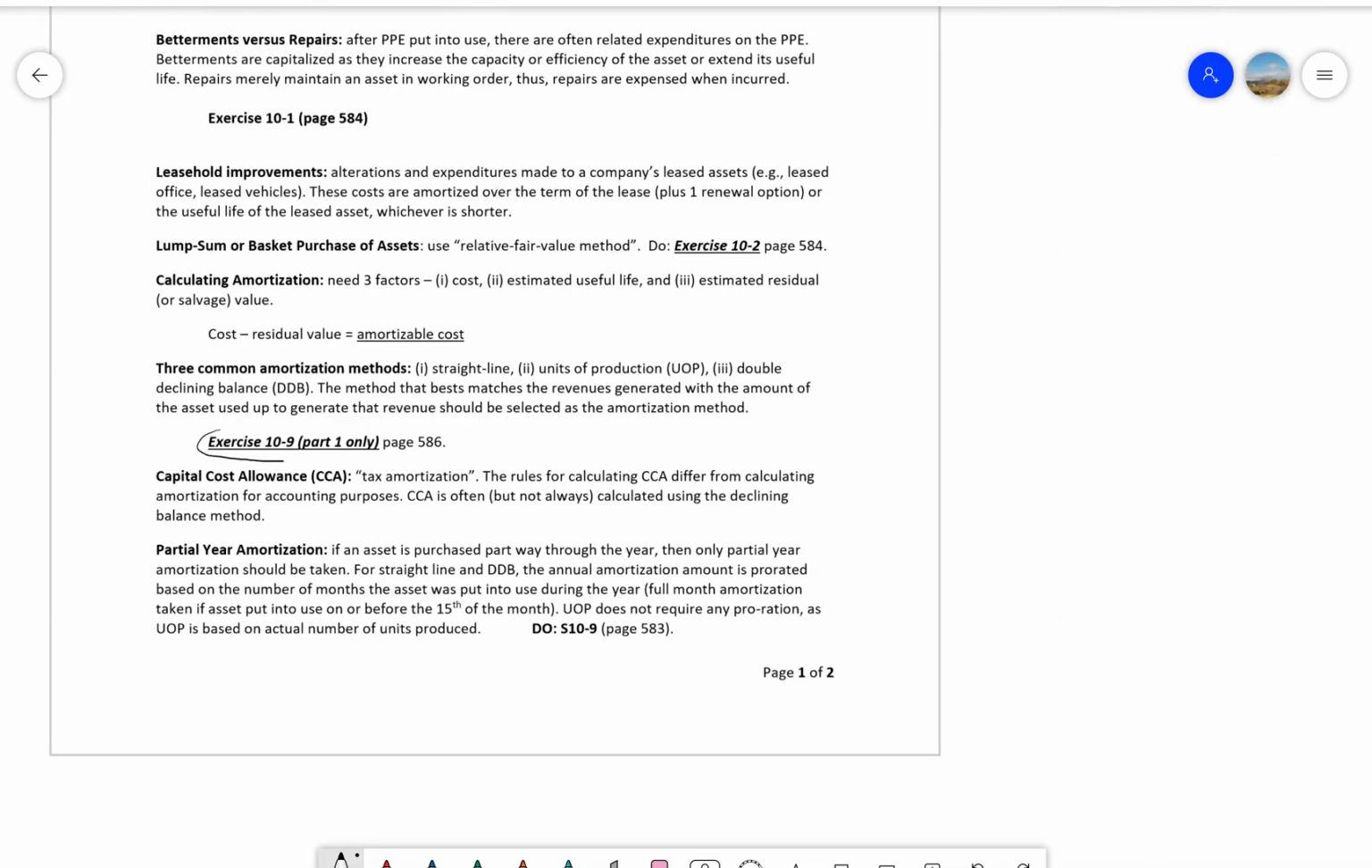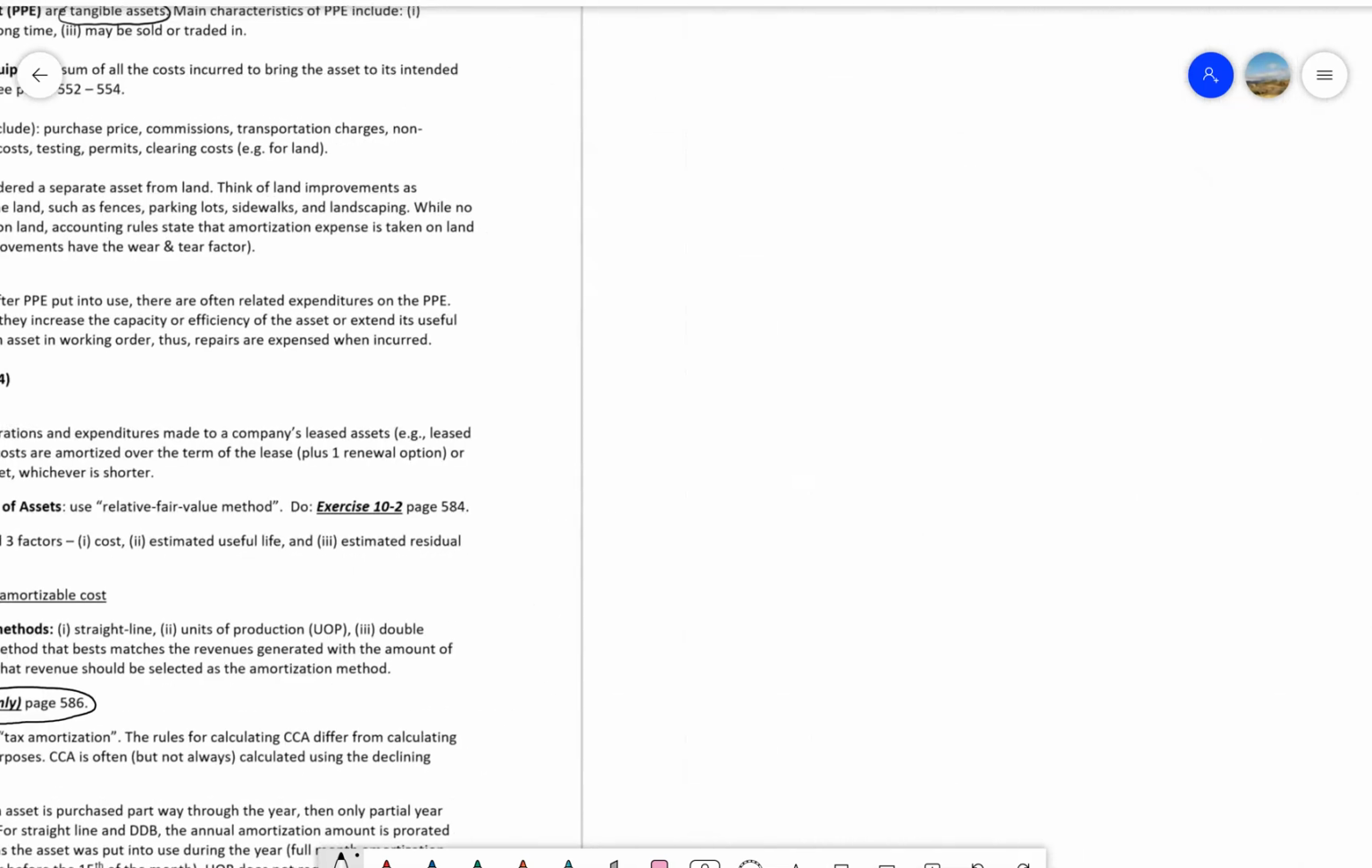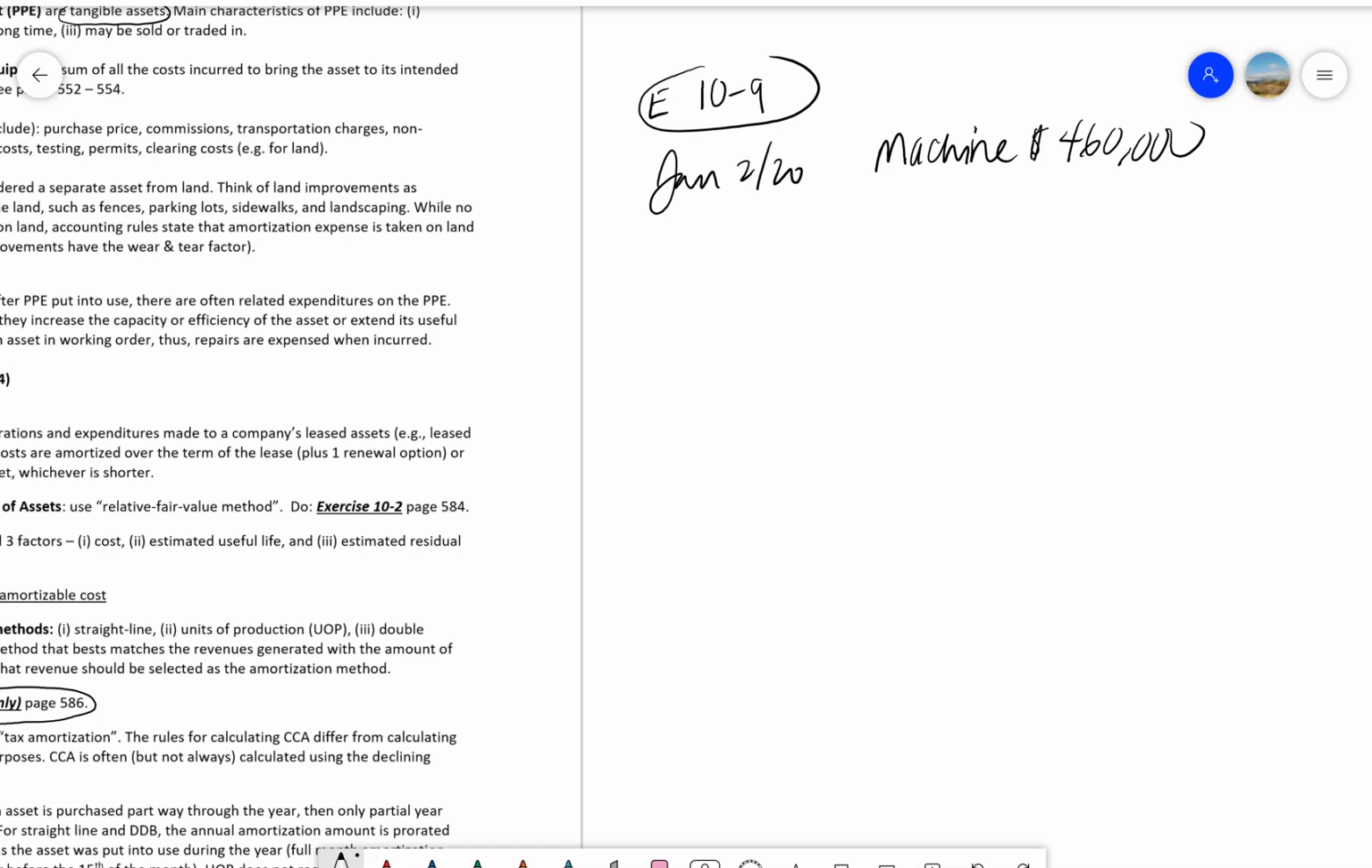Okay, let's have a look at exercise 10-9. And once again, we're just going to focus on part 1. Now, when you read through exercise 10-9, this company bought a machine on January 2nd. So on January the 2nd, this machine was purchased for $460,000. Now remember we said we need to know 3 items. So we know the cost. Now we got to figure out what's the useful life.